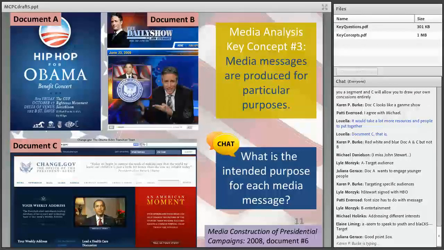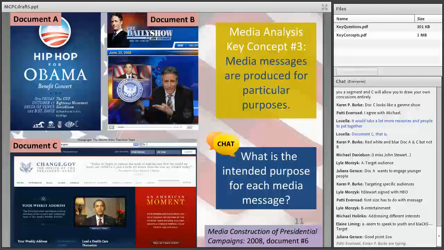Font size also has to do with message. So, Patty, I'd love to know more about that, if you'd talk about the font size or the font type as well. You'll notice that the type below the Hip Hop for Obama is a different typeface than change.gov, which is the website of President-elect Obama in the period between his election and his inauguration.